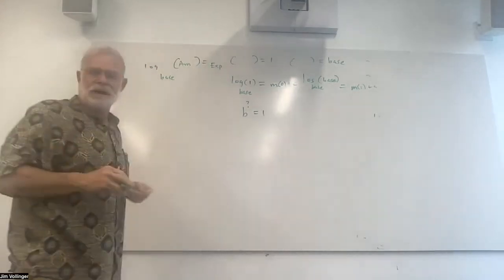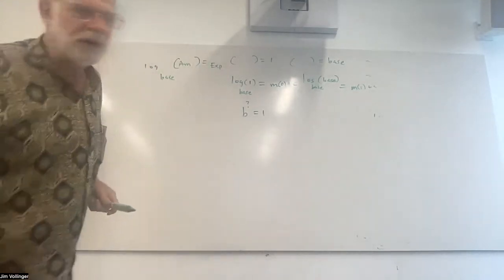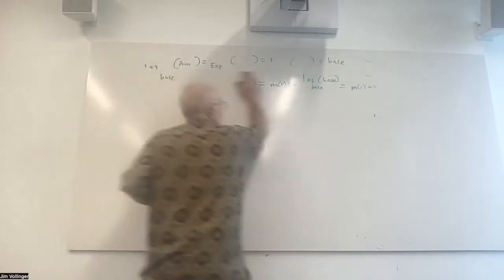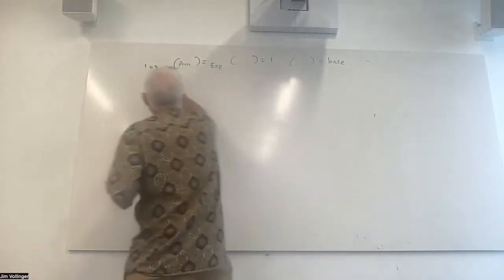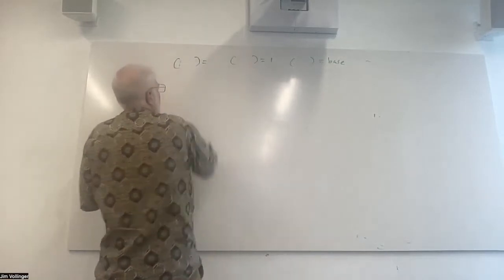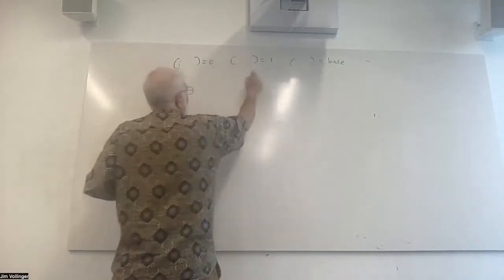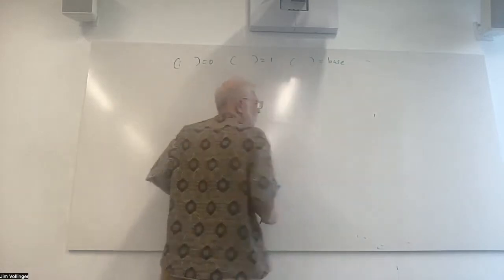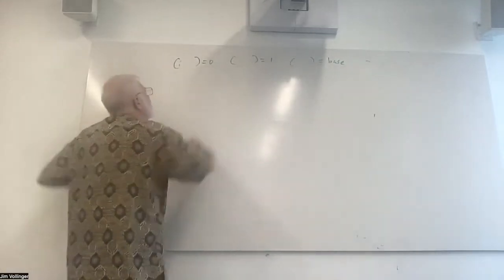All right, growth and decay. All right, talked more than I said I would. So now I'm just going to do the 5 in a row. Here we go. Keeping in mind that the parentheses equals 0, the parentheses equals 1, and the parentheses equals the base is going to be my guiding principle.